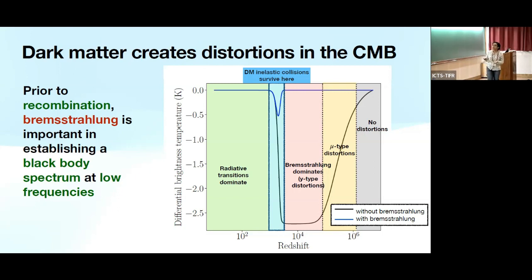Here I'm showing the signal which I showed you earlier, where we just had dark matter and CMB. And now we are including this Bremsstrahlung process. Bremsstrahlung is important before recombination when the universe is ionized. So you have lots of electrons and ions, and they can scatter and create photons which will erase this distortion from the CMB. So we are then left with a small window where we can have an absorption signal. But this is a function of the frequency that dark matter is absorbing.